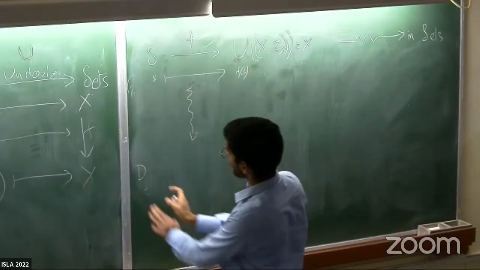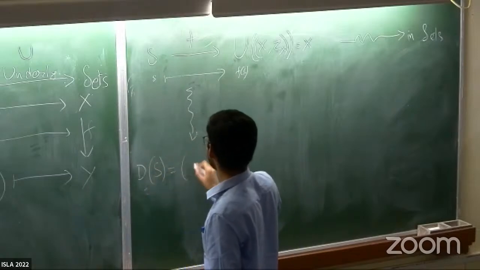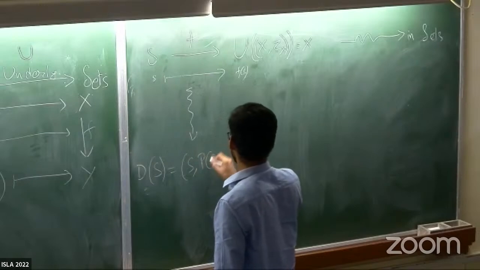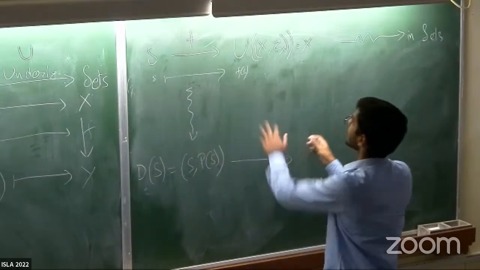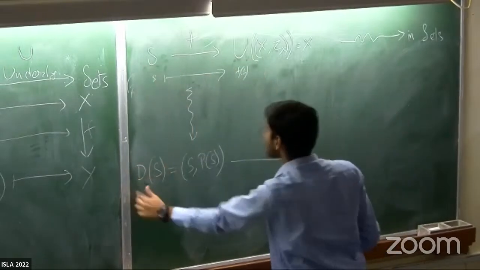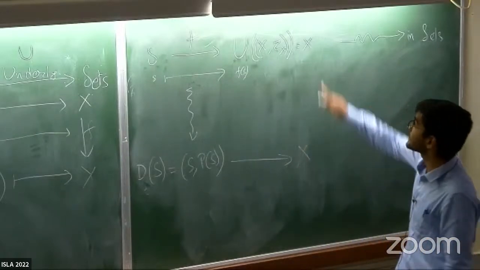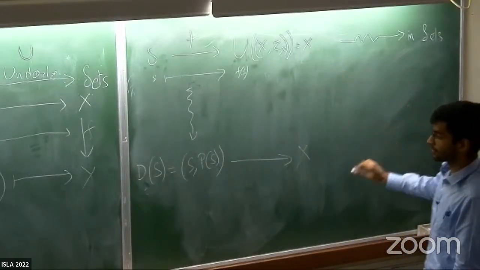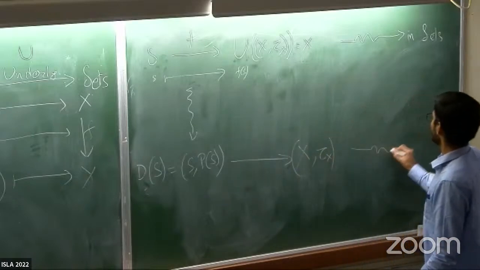I applied U here. Now I'll apply D on the other side, and I will get a discrete space out of this, which will be S with its power set topology. I used U here, but nothing here. I used D here, now nothing here. So X as a set. So X is a topological space. This is in Top.